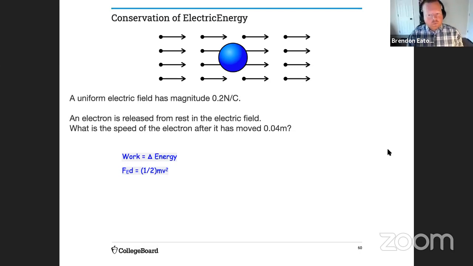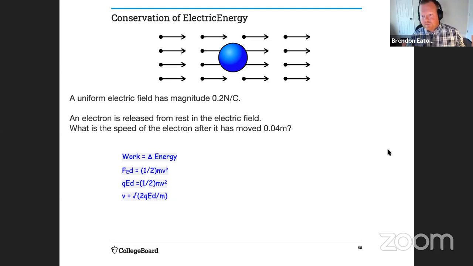So the work is equal to the kinetic energy after that period of time that the charge was moved, that 0.04 meters. So we know electric force is equal to QE, and I bet you've seen this before. FD turns into QED, which is still equal to 1/2 mv squared. I haven't messed with anything on the right-hand side of my equation yet. So I'm looking to solve for the speed. If I rearrange my equation for speed, I get v is equal to the square root of 2QED over m.